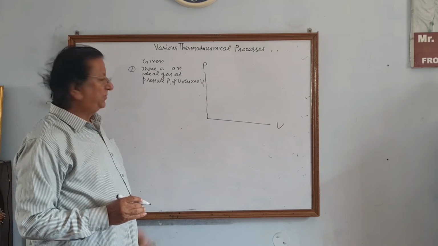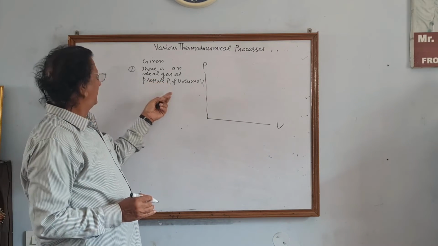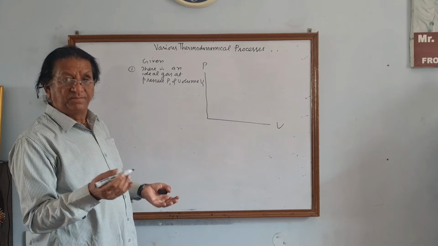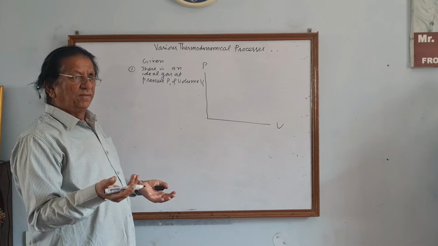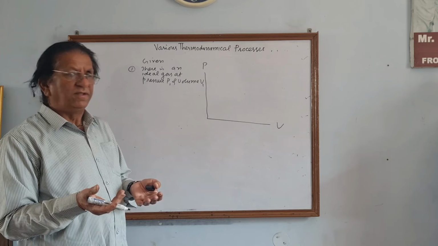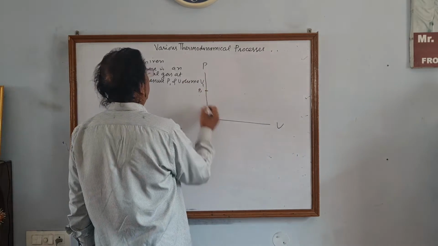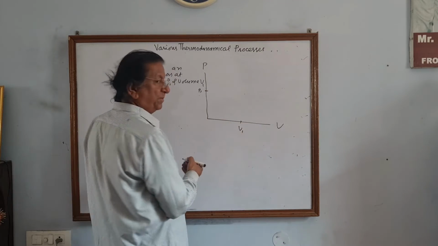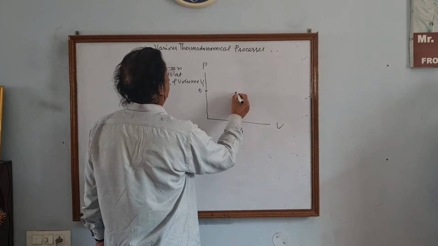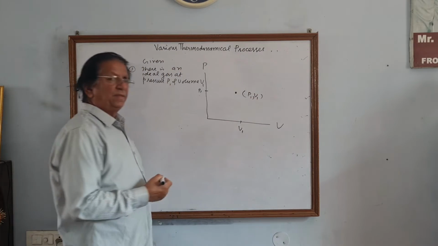Clear? So you can show on the PV diagram: ideal gas, pressure P1, volume V1. This will be indicated by a point A with two coordinates. Let us say this is P1, this is V1, so the point P1, V1 will be somewhere here. Pressure is P1, volume is V1, gas is ideal.